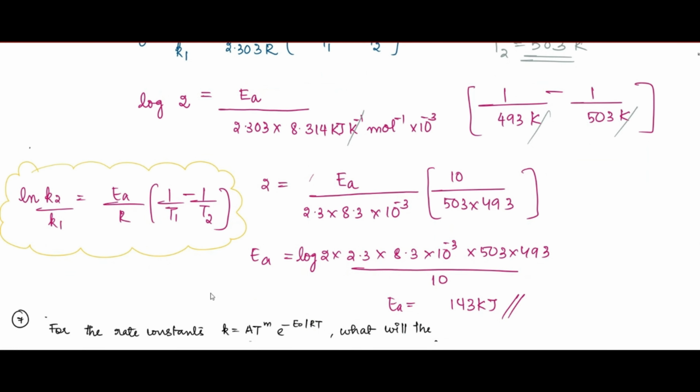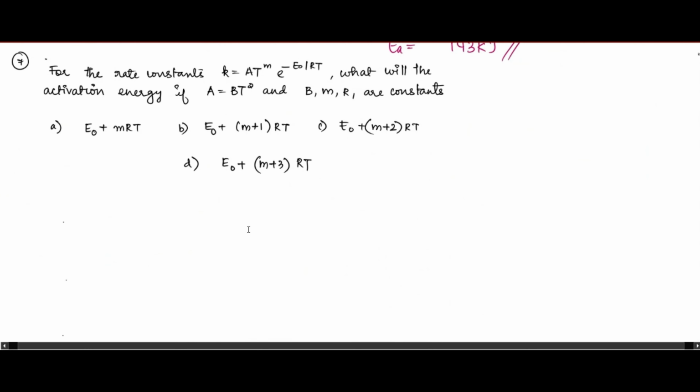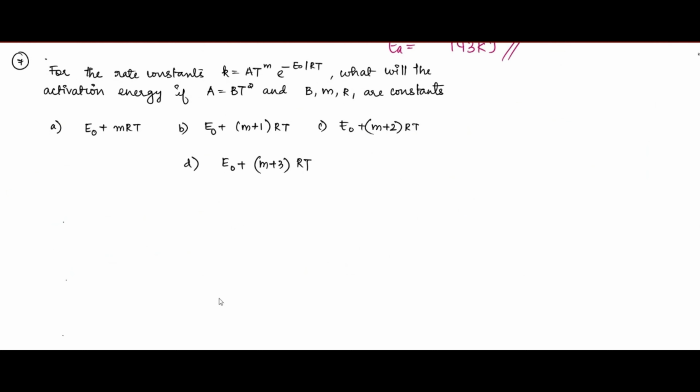Okay. Next one, a question they have been asking recently for 2 to 3 years. Very important. It is from the Van 't Hoff equation, but very easy as well. If you do one type of question, you can do all types of questions. Okay? So read the question very well.